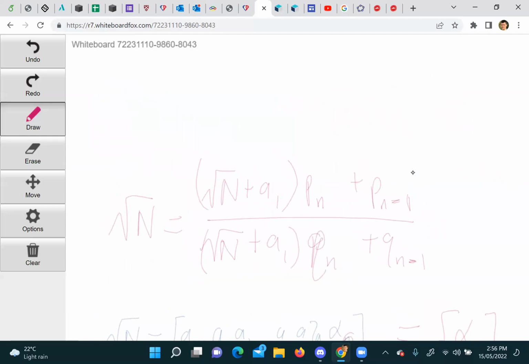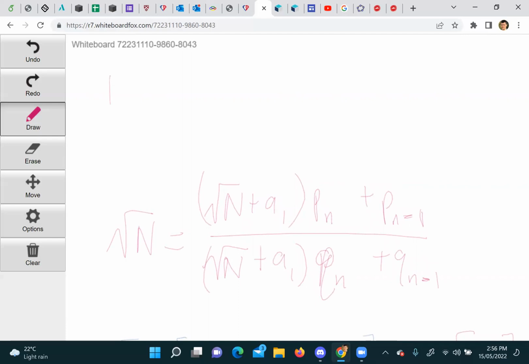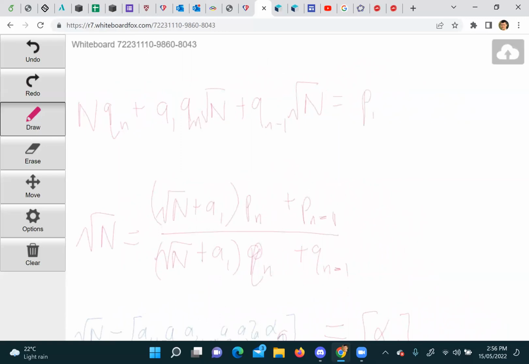So for some reason this... I think the other way sort of still works too if we took the subscripts more carefully. But I'm still curious about whether this is fundamentally different or not. So if you times it out, you get n qn plus a1 qn root n plus qn minus 1 root n equals a1 pn plus pn minus 1 plus pn root n. But I think no matter what, this next step doesn't change what the step is, it just probably changes what the answer you get is.